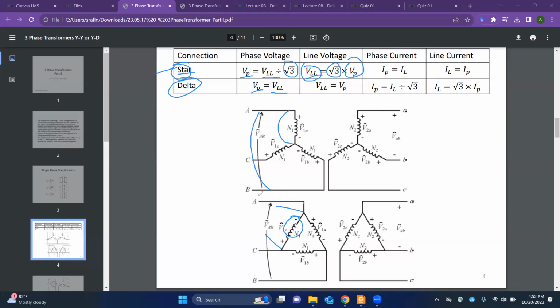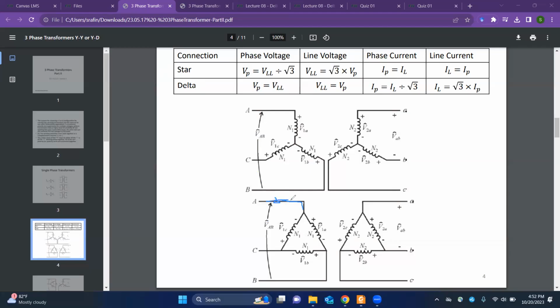And we can see the line-to-line voltage is also at the same point. So for delta connection, phase voltage and line voltage are the same, but the current is different. Let's say the current is incoming here at the A branch. The current goes through this line, and it's divided into two sections.